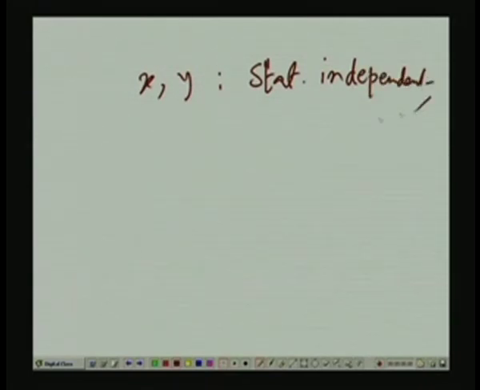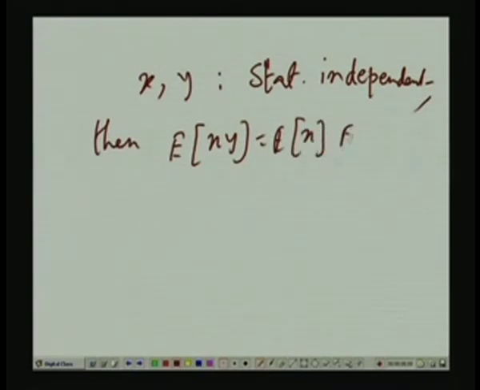Last time I said that if x and y are statistically independent, then E[xy] is nothing but E[x]E[y]. This leads to the fact that covariance C, or correlation coefficient, which is C by sigma x sigma y, is equal to 0. So, if they are statistically independent, this is always true. That is trivially seen.